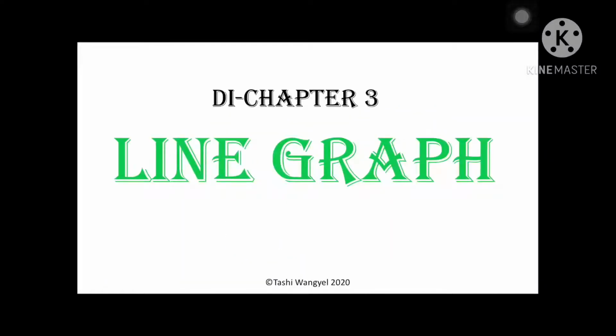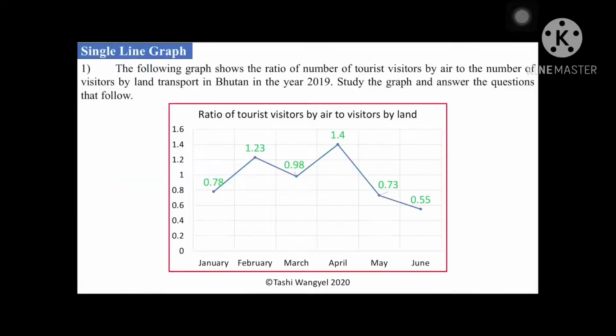Data interpretation, chapter number 3: line graph. After the bar graph, questions on data represent and data show. In a line graph you read the data from the line. Now we will solve questions on a single line graph.